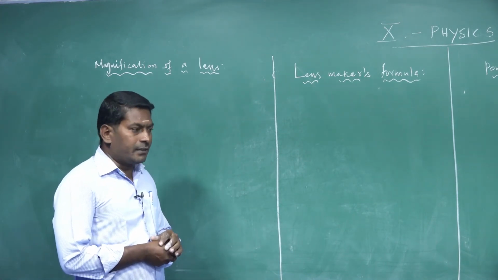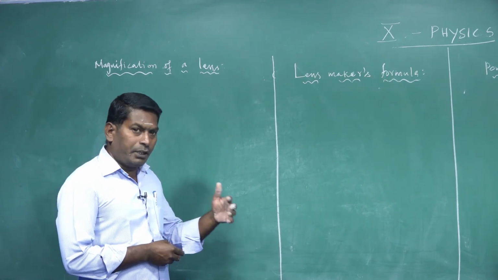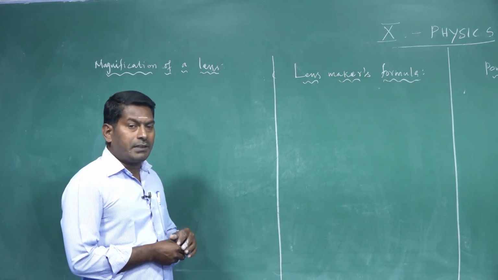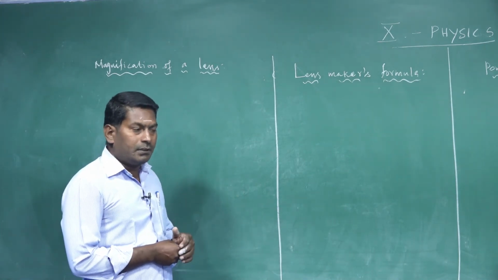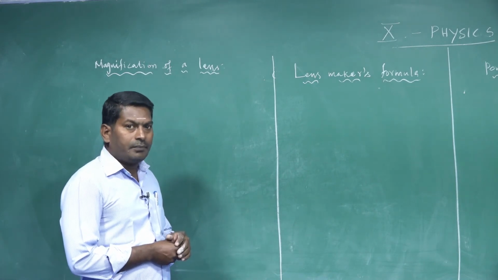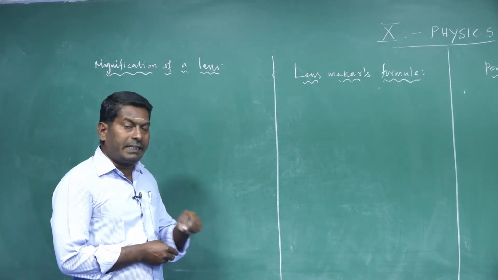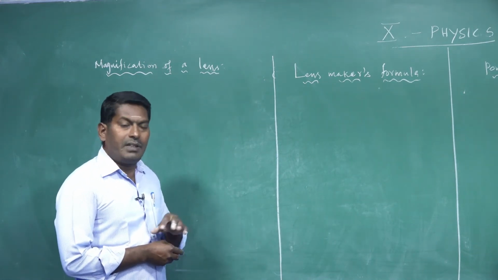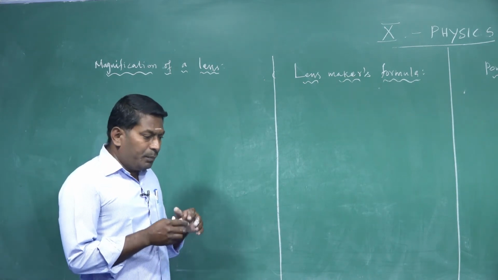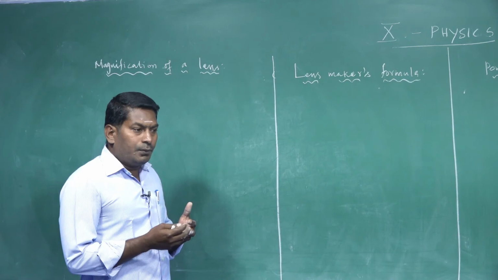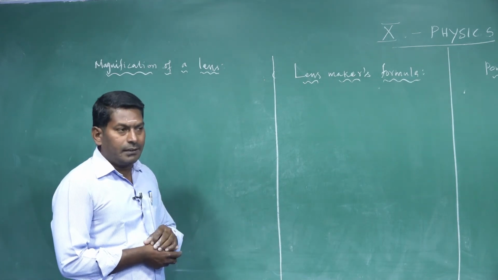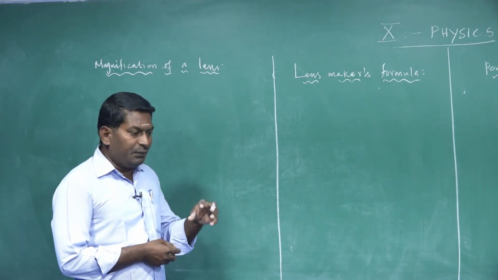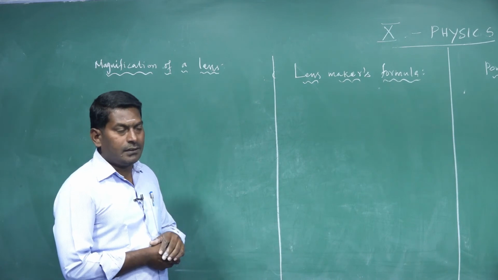In the case of a convex lens, the size of the image produced is lesser than the size of the object, equal to the size of the object, or greater than the size of the object. But for a concave lens, the image size is always less than the size of the object. It can be calculated from one equation, called the magnification of a lens. So magnification is a property of a lens.